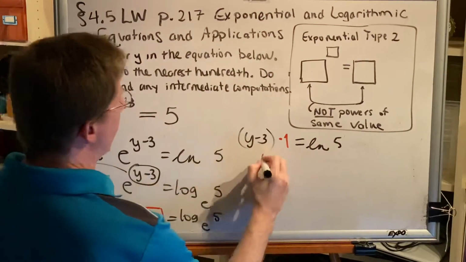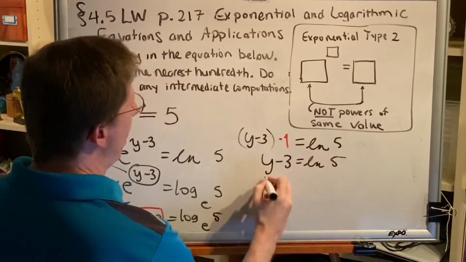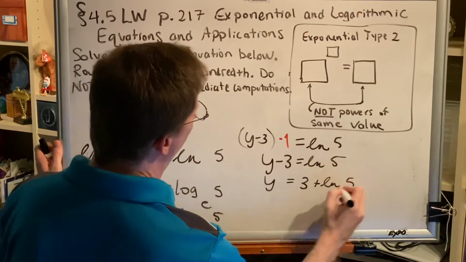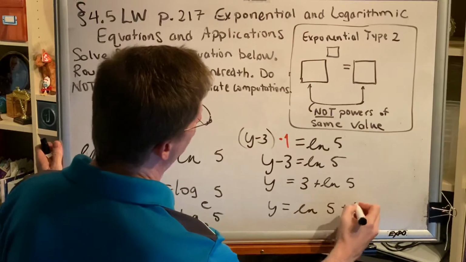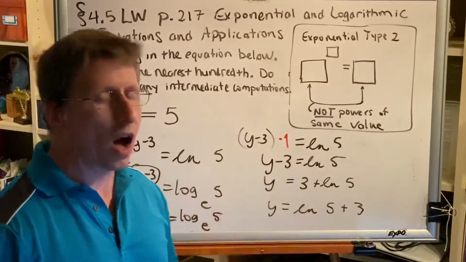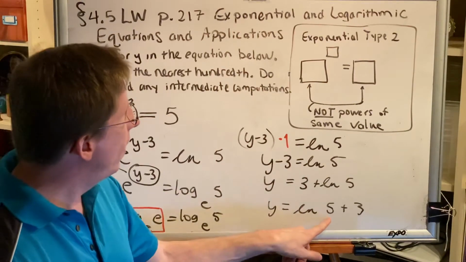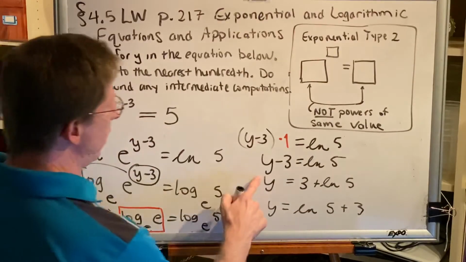Anything times 1 is itself, so I get y minus 3 equals the natural log of 5, and adding 3 on both sides, I get y equals 3 plus the natural log of 5. Or if you prefer, you can write this as the natural log of 5 plus 3. Now, this 5 and this 3 do not get added together because 5 is the argument of the natural log, and therefore it cannot be combined with this 3. Either of these is acceptable.